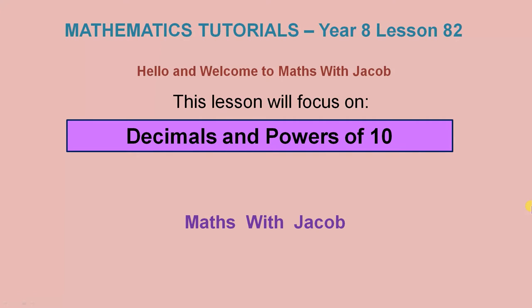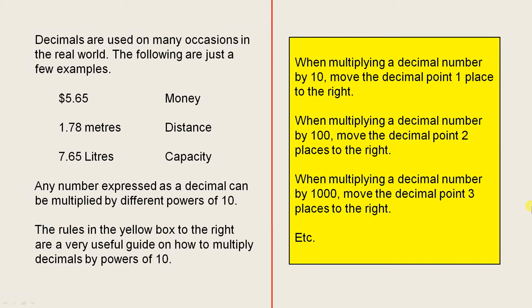This lesson will focus on decimals and powers of 10. Decimals are used on many occasions in the real world. The following are just a few examples. $5.65, that's an example of money. 1.78 meters, an example of distance or length. And 7.65 liters is an example of capacity.